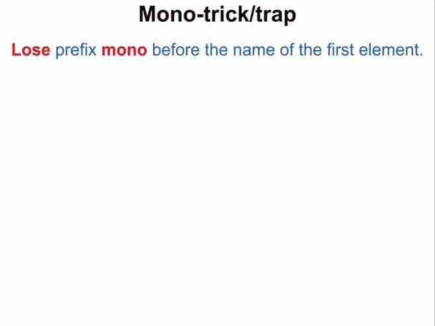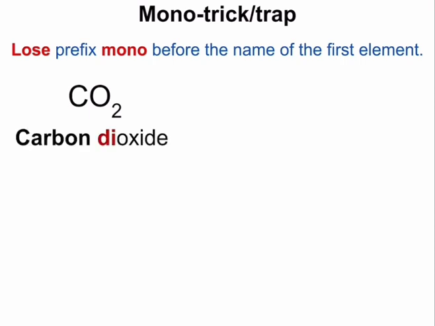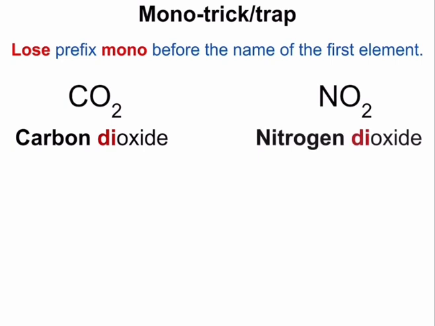Prefix mono has additional rules to follow. When it applies to the first element in a binary compound, it must be dropped. For example, this compound is, technically speaking, monocarbon dioxide. However, we call it carbon dioxide because we dropped prefix mono since it applies to the first element in the compound. This compound is mononitrogen dioxide, but we drop prefix mono for the nitrogen because it is the first element in the compound.